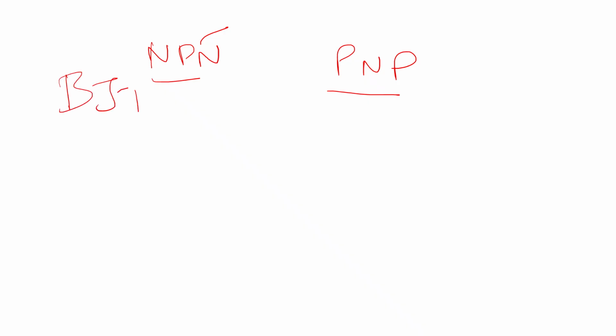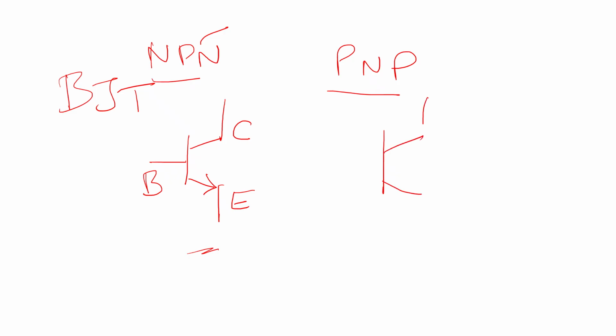Then, how do we realize the symbol of BJT? Now, I'll show you the symbol of BJT. The BJT, bipolar junction transistor, has three terminals: base, collector, and emitter. The arrowhead moves away from the base, meaning the current moves from the base towards the emitter terminal. This is considered the symbol of NPN BJT. I'll draw the symbol of PNP as well. Base, collector and emitter, the arrowhead moves, which means the current moves from the emitter terminal towards the base.